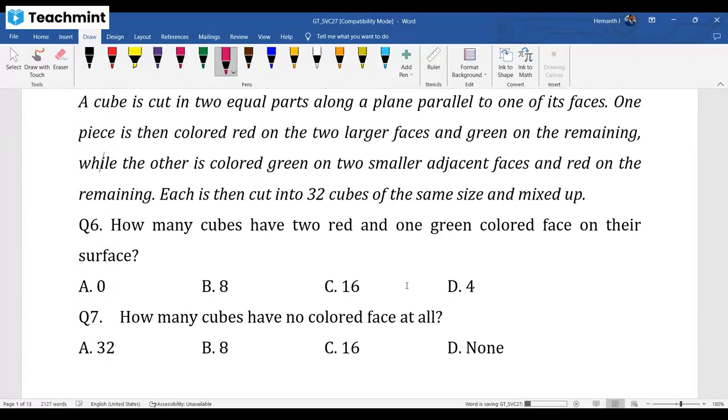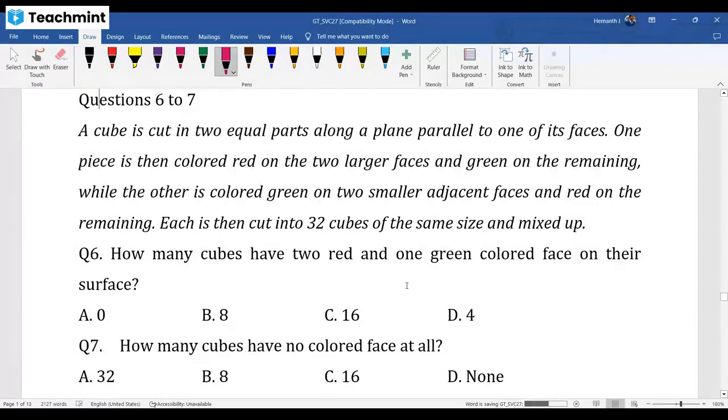A cube is cut into 2 equal parts, which means it will become cuboids, parallel to one of its faces. One piece is colored red on the two larger faces and green on the remaining, while the other piece is colored green on 2 smaller adjacent faces and red on the remaining. So try to understand this. The cube is cut, and one piece is colored red, and the other one differently. We have two pieces. The cube cut into two equal parts gives you two cuboids.